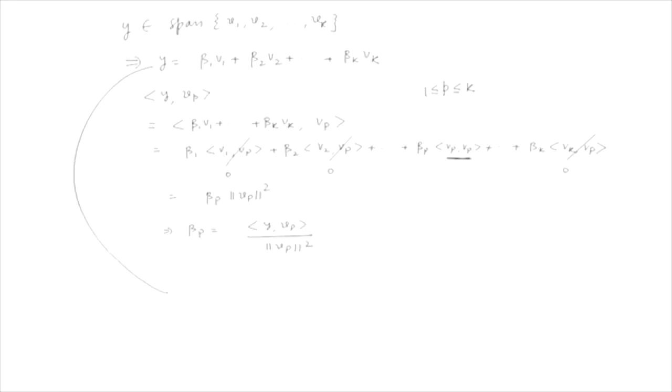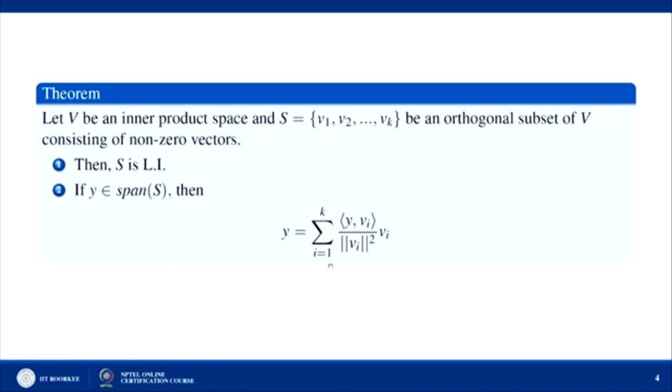So what can we say about y? Now, this y can be written as the summation over p from 1 to k of beta p vp. So this can be written as the sum over p from 1 to k, where beta p is the inner product of y with vp upon the norm of vp squared, times vp. Hence we obtain the same result. Instead of i, I am having p, no problem in that.